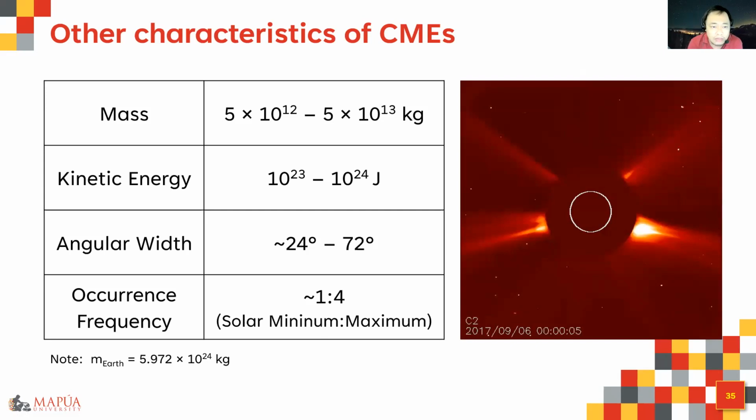Now, lastly, before we continue, one of the last few points: some other characteristics of CMEs. Typically, the mass of a CME is about 5 times 10 to the 12 to 5 times 10 to the 13 kilograms. Just to give you a comparison, the mass of the Earth is about 5 times 10 to the 24. So it can be several orders lower, but it's still very large in terms of mass. Together with the linear speed and the mass, kinetic energy may range from about 10 to the 23 to 10 to the 24 joules in terms of magnitude.